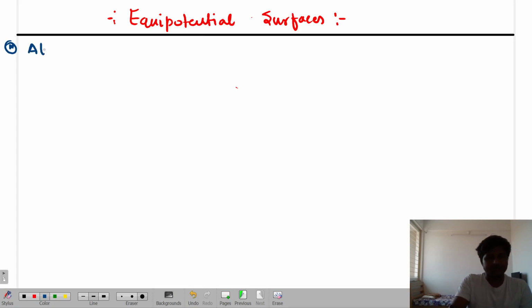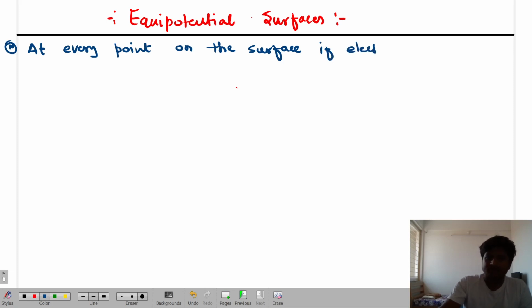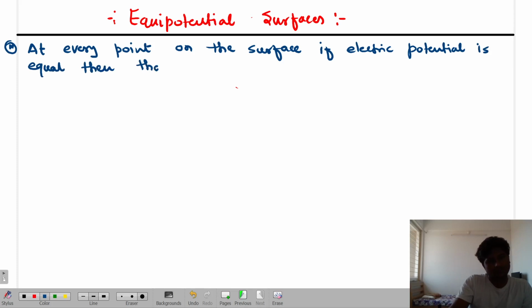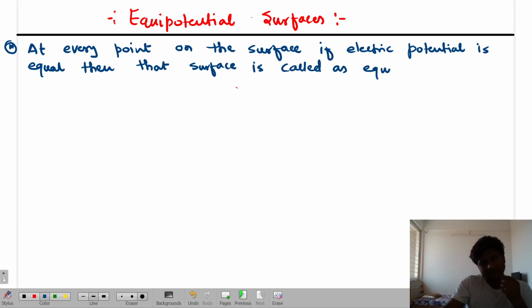So what is the meaning of this? That at every point on the surface, if the electric potential is equal, then that surface is called an equipotential surface. Got it?